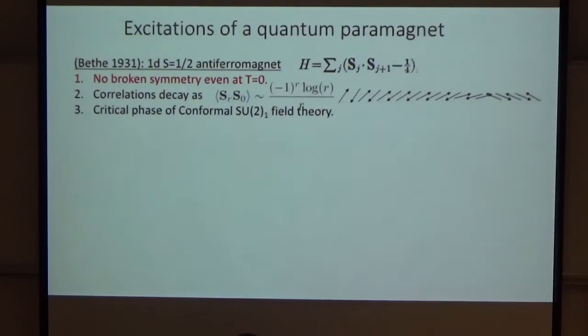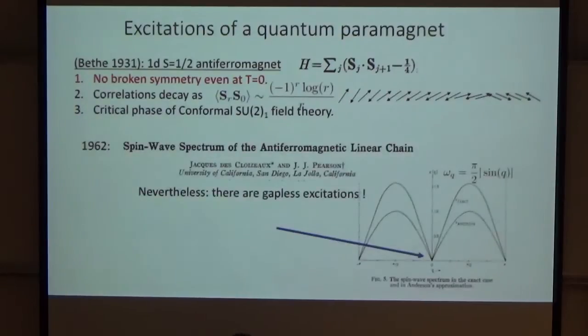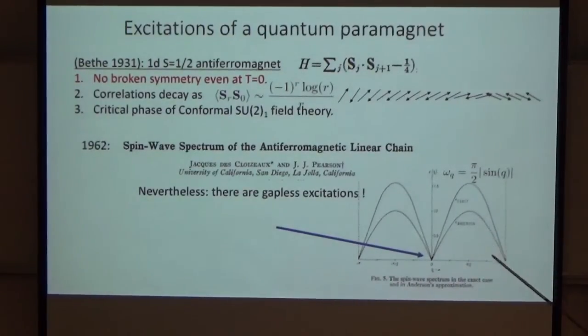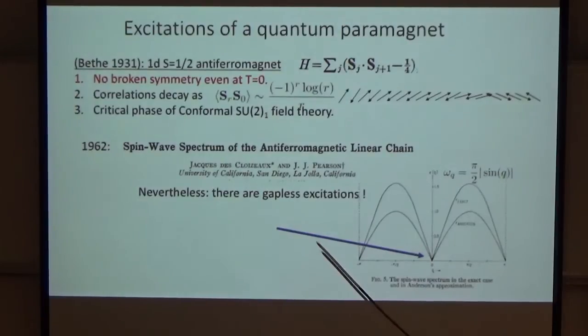And also, the excitations have been found exactly by Bethe ansatz. And they look like this. They have zero energy at 0 and pi. And they look like this. This was done by des Cloizeaux and Pearson in 1962. All these facts are known.